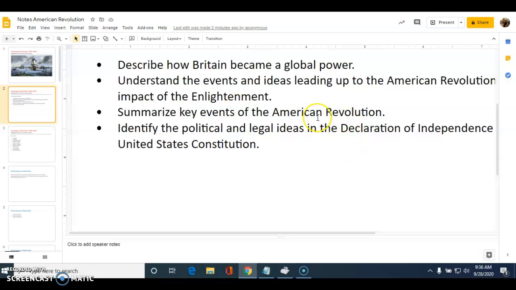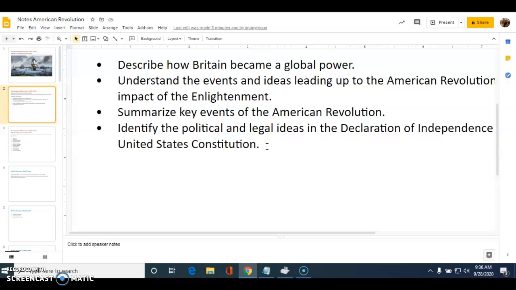We're going to summarize the key events of the American Revolution. We're not going to go into every single battle. We'll be talking about a few of the major battles and giving a large, big picture idea. But we're also going to talk about the attitude that American colonists had. So some of the key events in the actual war, and then the legal ideas that are found in the Declaration of Independence and the United States Constitution.